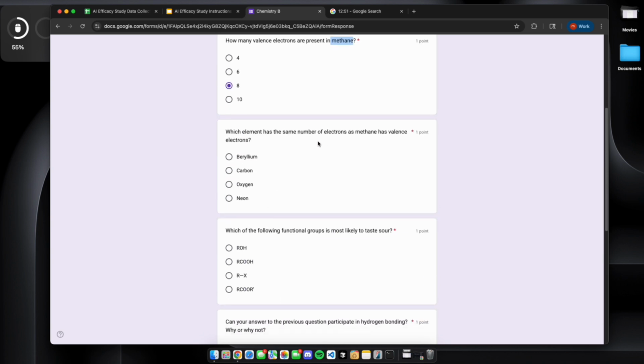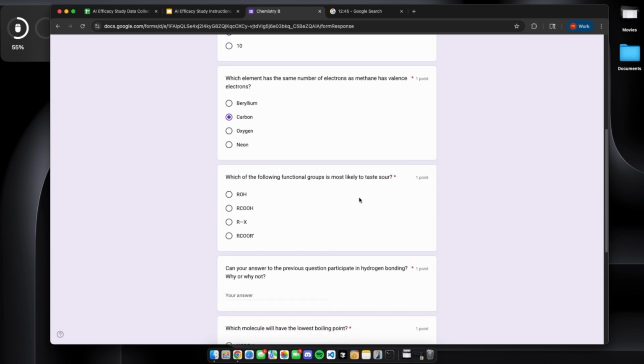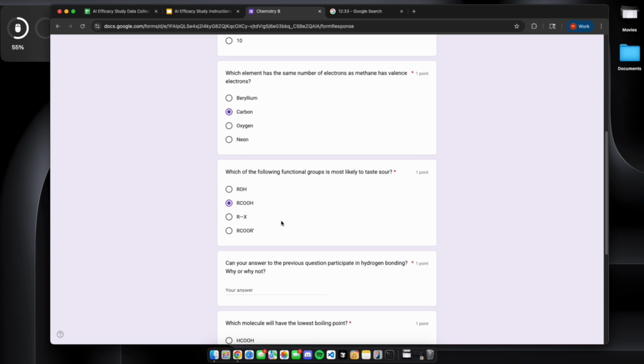Which element has the same number of electrons as methane has valence electrons? Pretty sure this one's carbon. Which of the following functional groups is most likely to taste sour? I remember that COO with an R at the end is sweet, so I'm pretty sure the one with the H at the end, the hydrogen at the end, is sour.